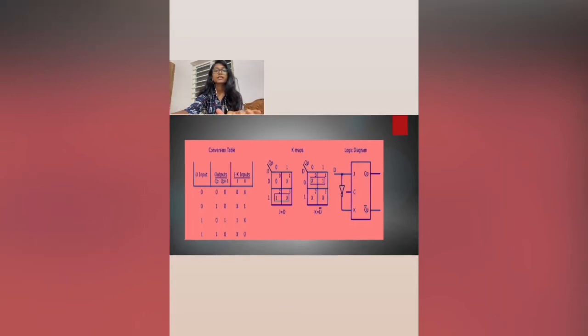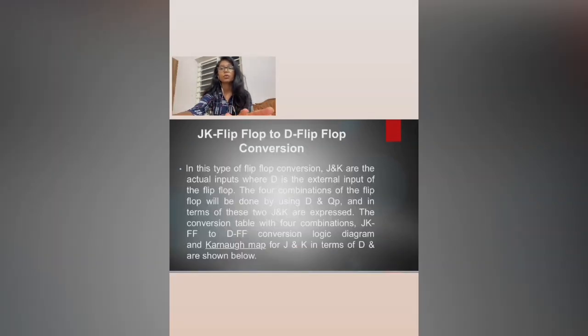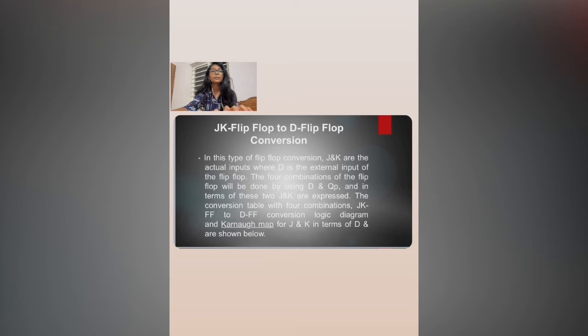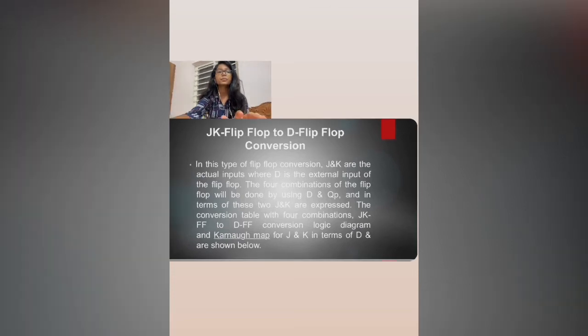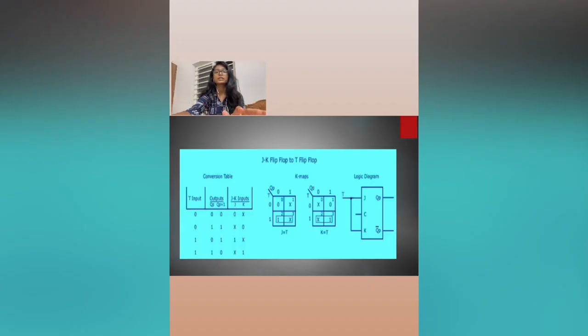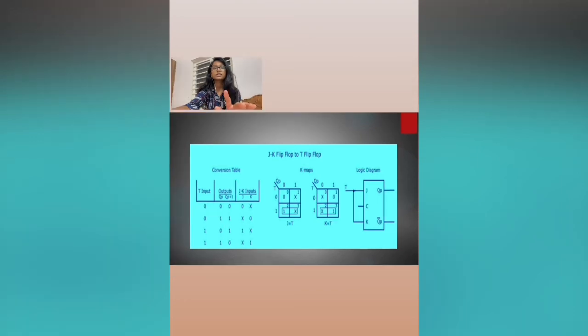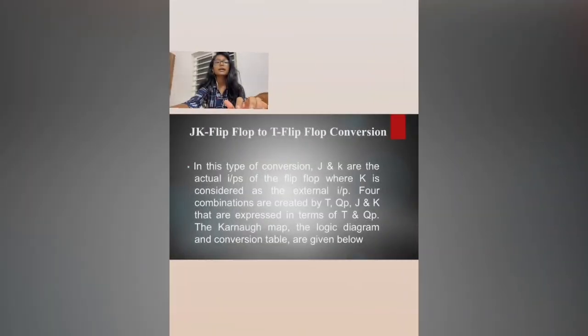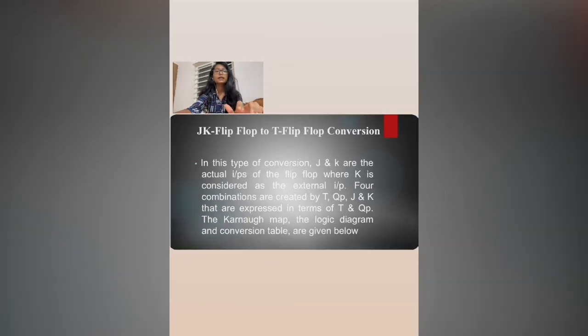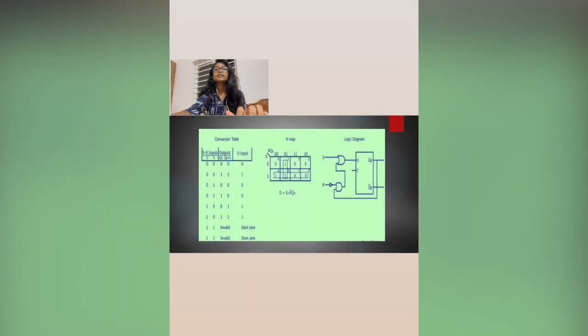The value of J is equal to D and D are shown below. Logic diagram and K-map for J and K in terms of the flip-flop will be done by using D and Q diagram to it. Here the value of J is equal to T and value of K is equal to T. Expressions for both J and K using the K-map, the logic diagram and conversion table are given. Combinations are created by T, QP, J, and we then draw a logic diagram.